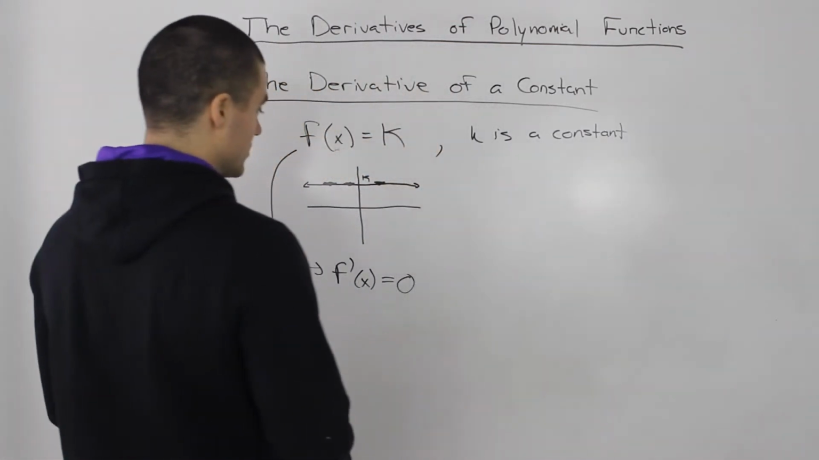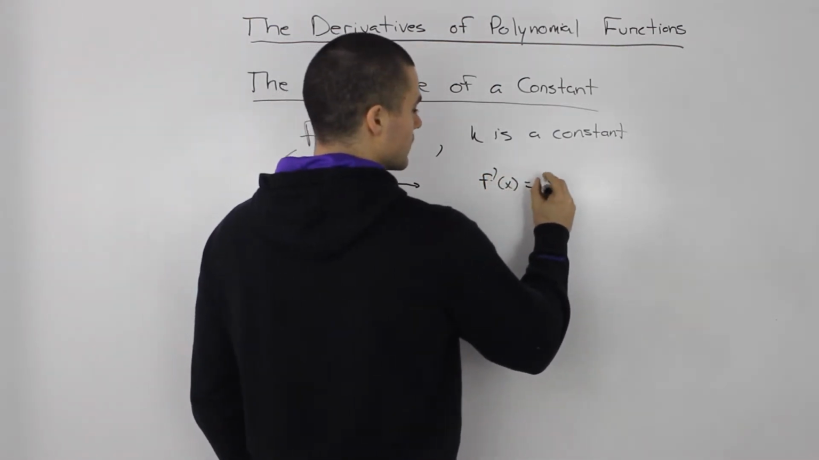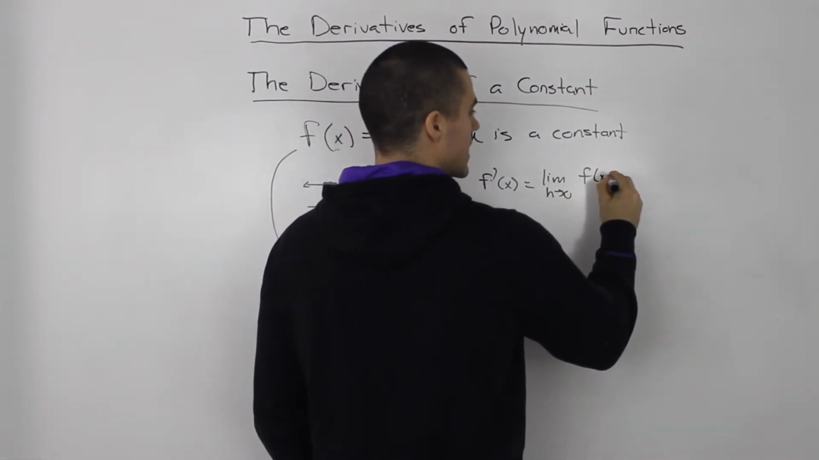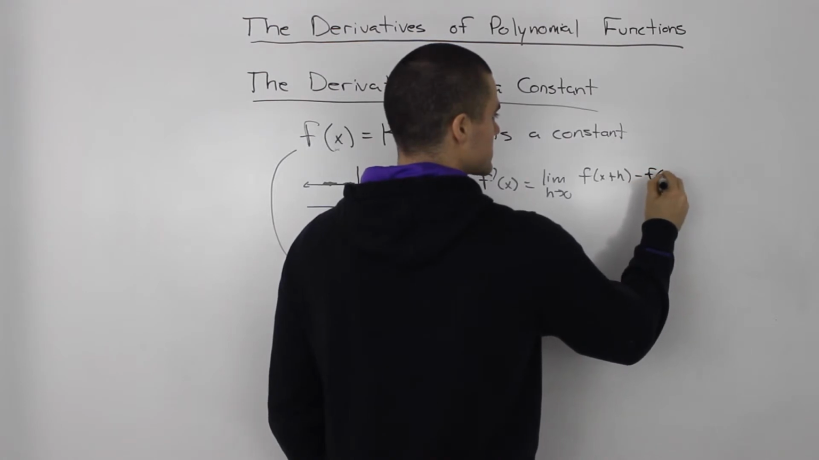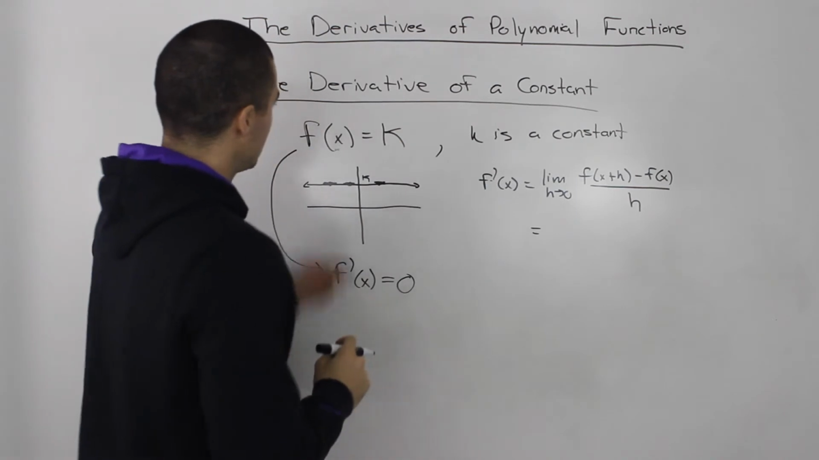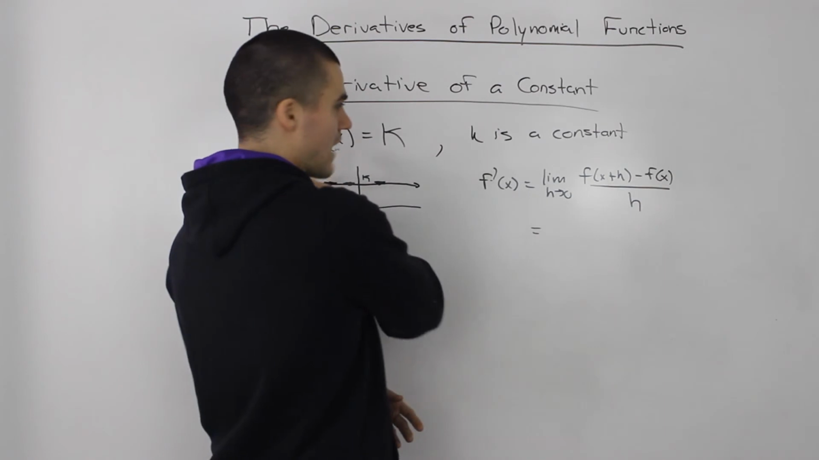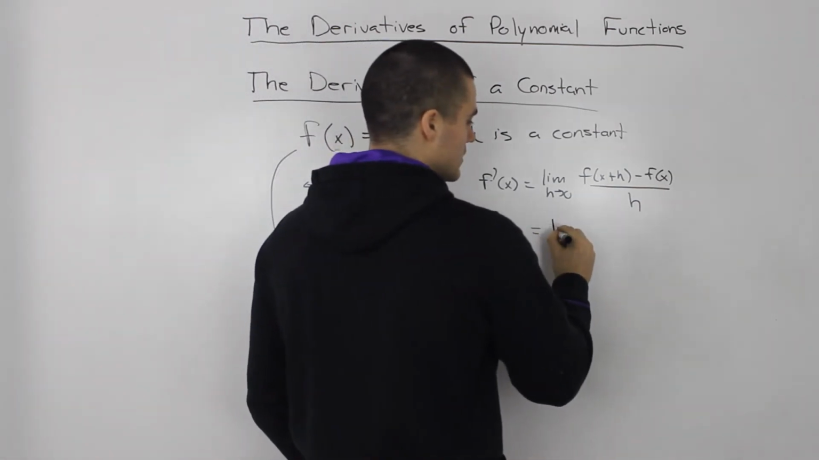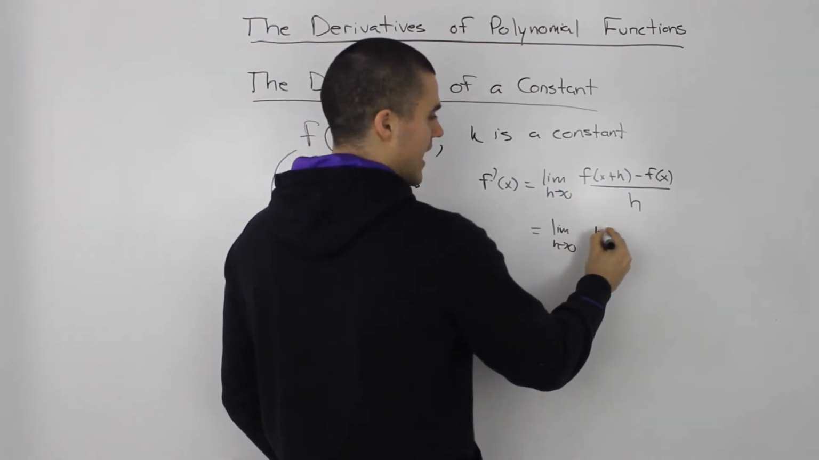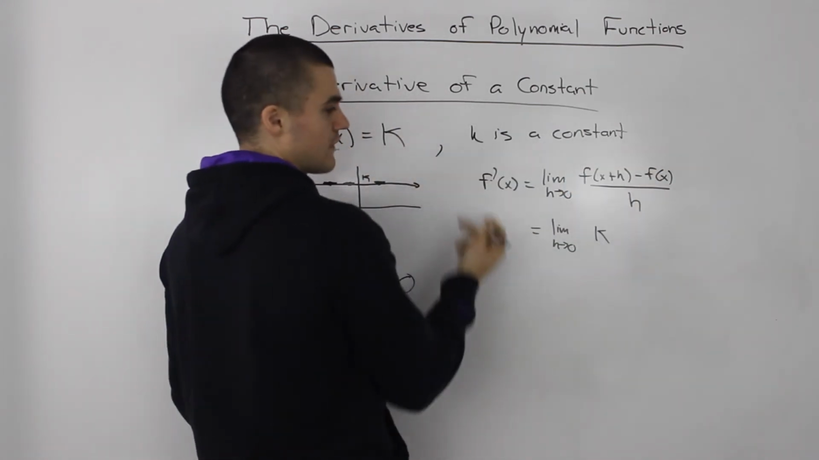Now we can prove this using the definition of a derivative. So remember that the definition of the derivative is the limit as h goes to 0 of f of x plus h minus f of x all over h. Now, if f of x is k, then f of x plus h is also going to be k. The y value is always going to be k, right? So the limit as h goes to 0, f of x plus h, that's just k, if the function is just a constant, and then f of x is also k.